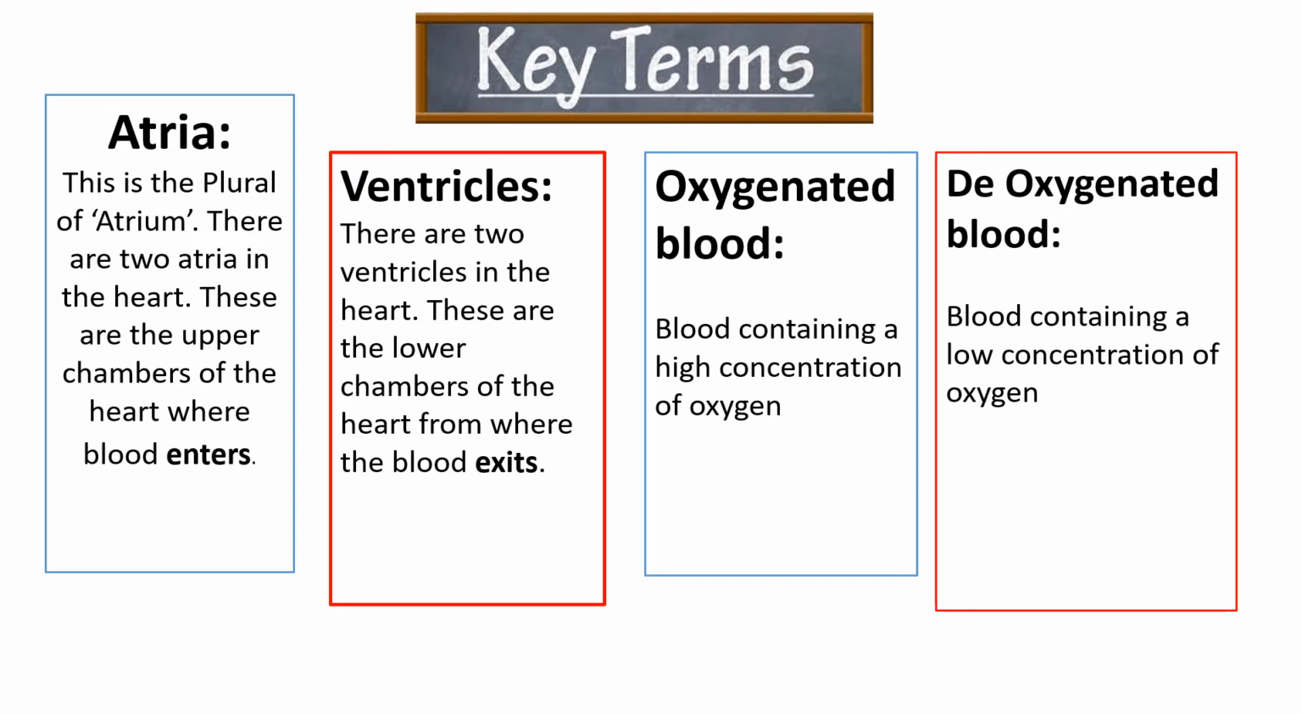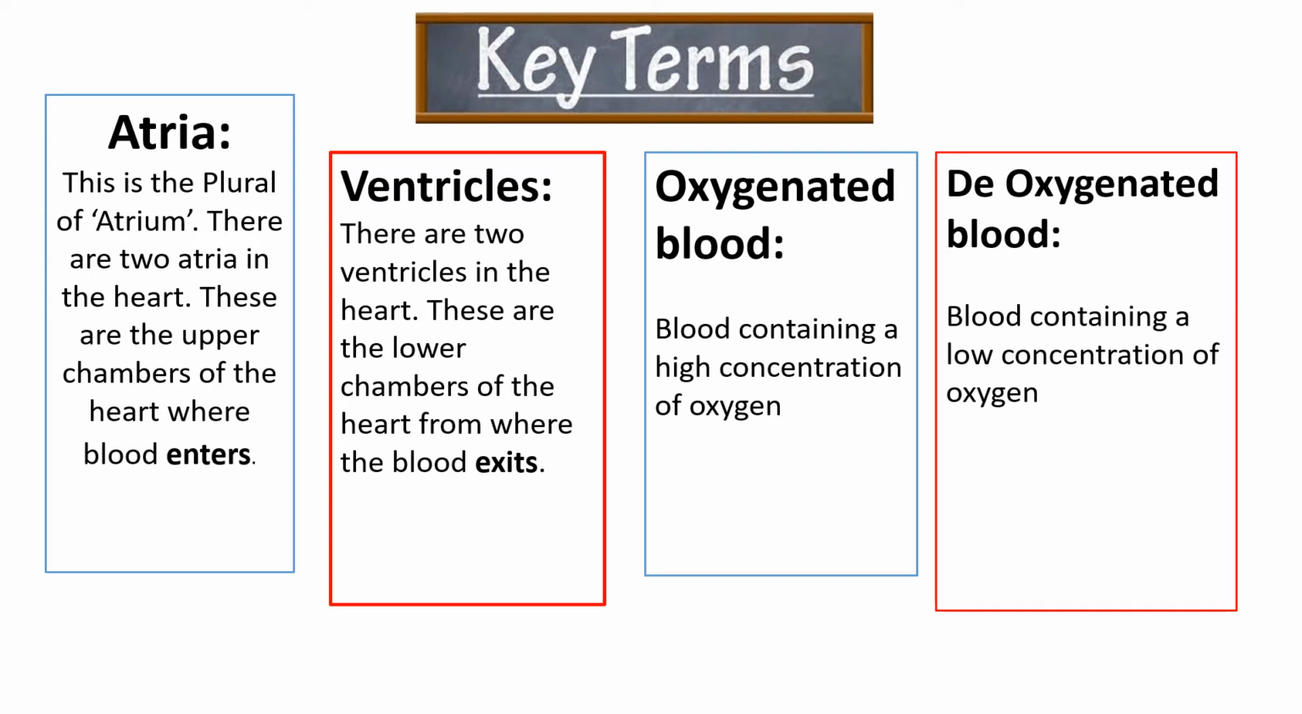But we have atria. So just looking at the first key term here, we have atria, which is the plural of atrium. Now you'll know that there's the right atrium and the left atrium, and these are the upper chambers of the heart. This is where blood enters the heart. Then moving down, when we look at the lower chambers of the heart, we call them ventricles. So try and get your head around that word, ventricles. These are the lower chambers of the heart, and this is where the blood exits from. So if you imagine, this is where the blood is squeezed out of the ventricles when the heart beats.